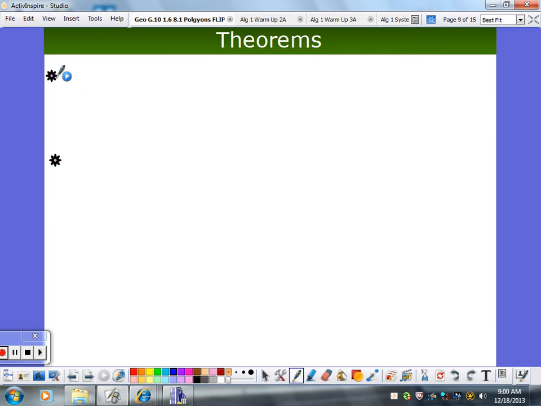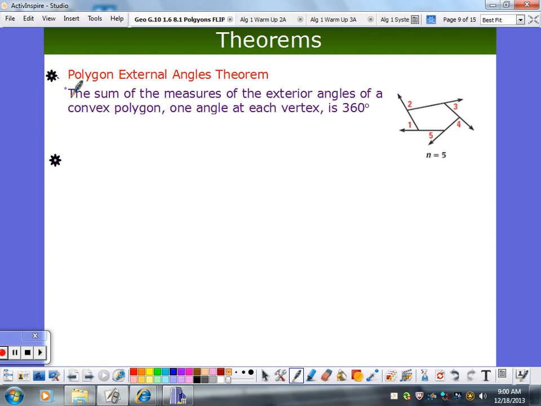Other theorems. So that's interior angles. How about exterior angles? Remember how that works? So I can kind of see my pentagon in here, right? If I extend the sides, that's an exterior angle. I think we did this with triangles, right? You extend the side, there's an exterior angle. Extend the side, there's another one. Extend the side. So that's what we did. These are exterior angles.